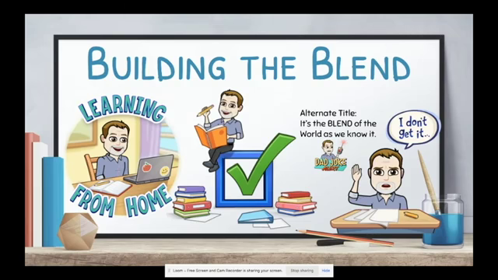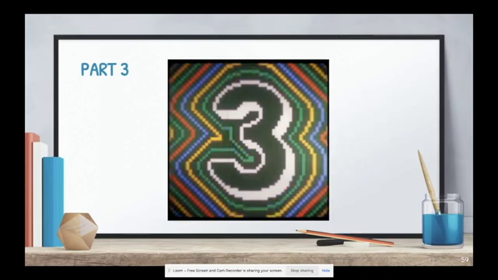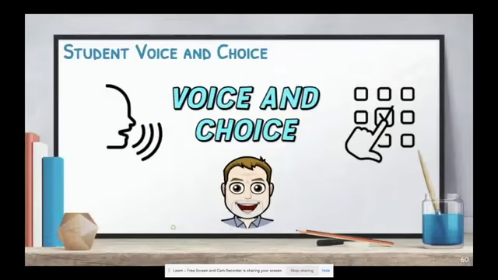Part 3 of building the blend. Part 3 is really going to be focused on student agency, or student choice or control over path, pace, place, time, and the two that I think are most important that I'm going to focus on, voice and choice. So as we look at this, we're talking specifically about a student's ability to make key decisions in their learning. This is a main tenet of blended learning.